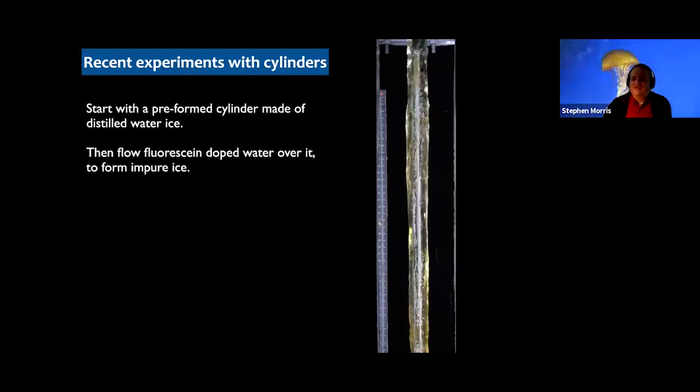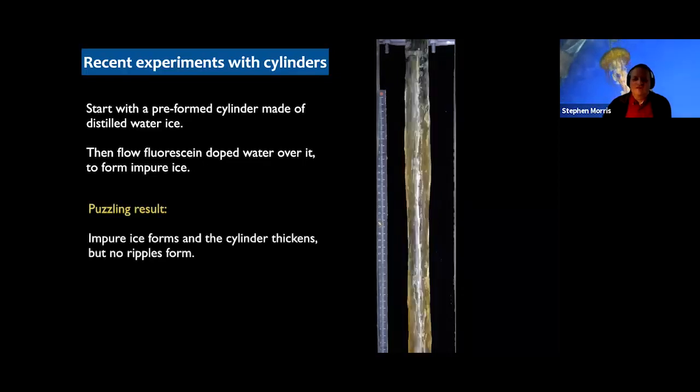This shows clearly that it depends on the interior structure of the ice, not just on the shape of the water flow and where the impurities go on the growing ice. No ripples form in this case. The impure ice grows on the cylinder and gets thicker, but no ripples form. In fact, it grows by a factor of 2 or so.